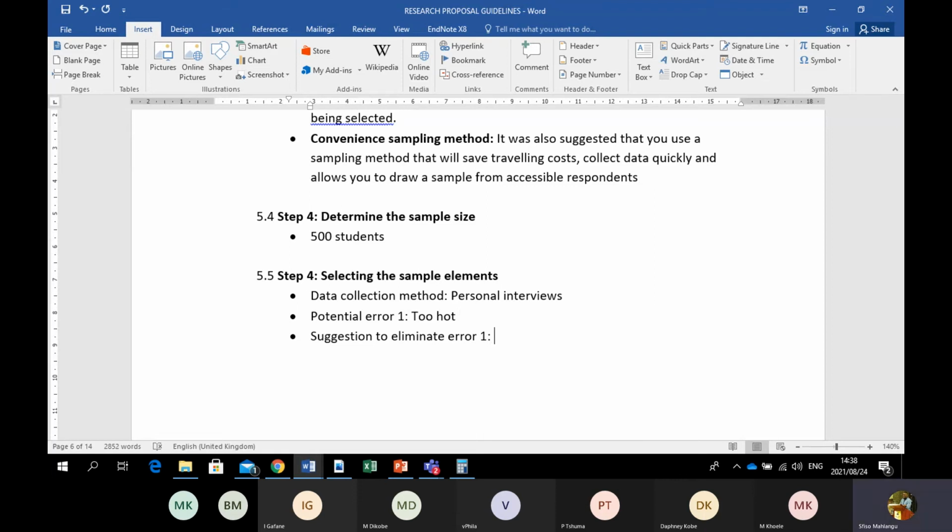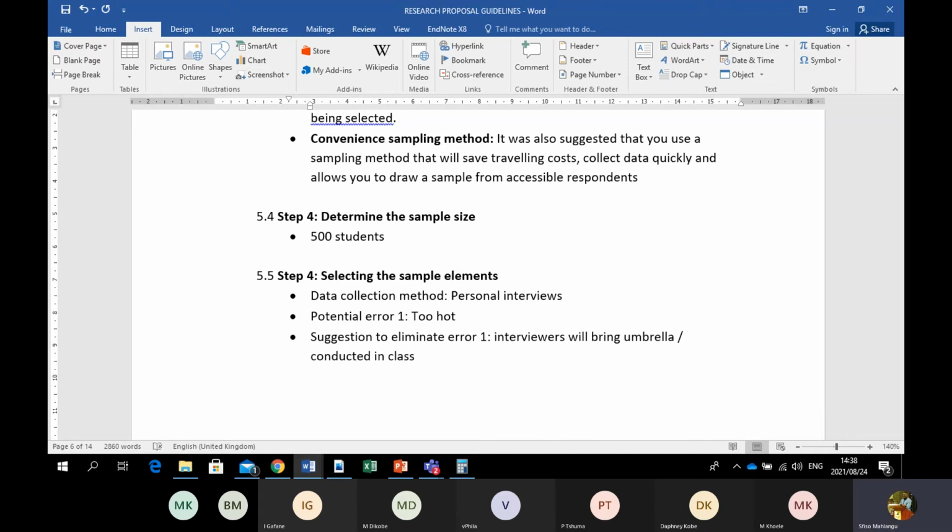If it's too hot, let's say interviewers will bring umbrellas, for example. It's all about you having foreseen this situation, so the interviewers are not clueless. It's not like they don't know what to do. So you provide a suggestion. The interviewer will bring an umbrella, or for example, interviews will be conducted in class to avoid that.